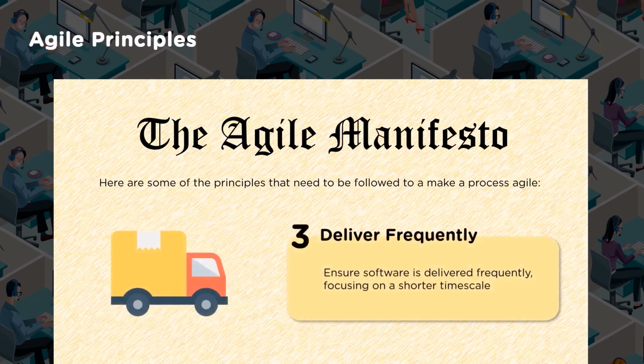Principle 3, deliver frequently. Ensure software is delivered frequently, focusing on shorter time scales. As I was mentioning while discussing the manifesto point, I keep creating smaller pieces of product modules, putting them into the base model and integrating them. Ultimately, once all the features and functionalities are integrated, we have a product with all the features and functionalities. So this needs to happen more frequently.